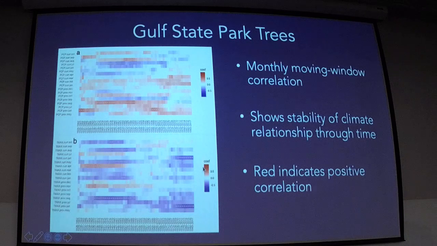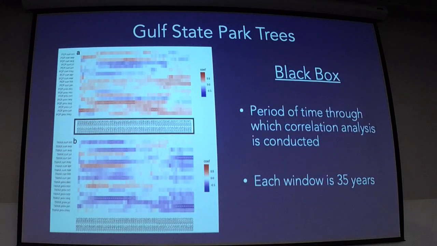So I have a slightly more complicated graph here. This is Gulf State Park trees, those same trees I'm talking about, and I'm going to walk you through this image one more time. There will be a test. And the first thing we'll look at is these windows of analysis. So this is again those periods of time through which it's conducted. This is a much longer series than the 20 years we looked at for carbon isotopes. So each window is 35 years now.